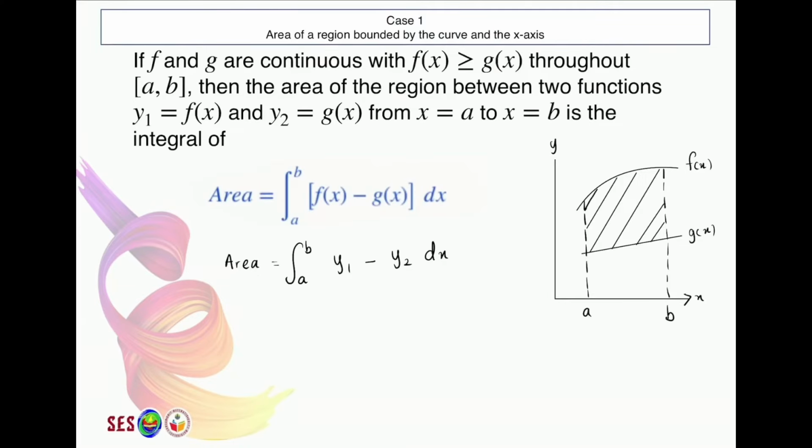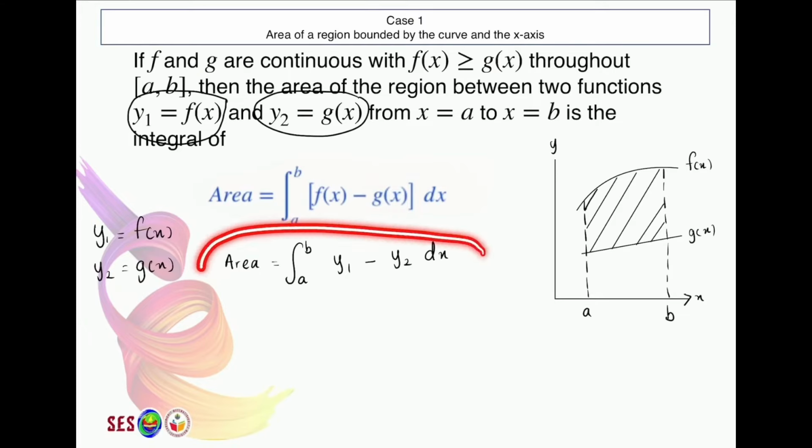So how does it become like this? It is because we have already said earlier that y1 is equal to f(x) and y2 is equal to g(x). Then what we have done just now is we just substitute f(x) with y1 and g(x) with y2, and so we get another formula. So these two formulas are the same. They look different but they are actually the same. We just substitute f(x) with y1 and g(x) with y2.